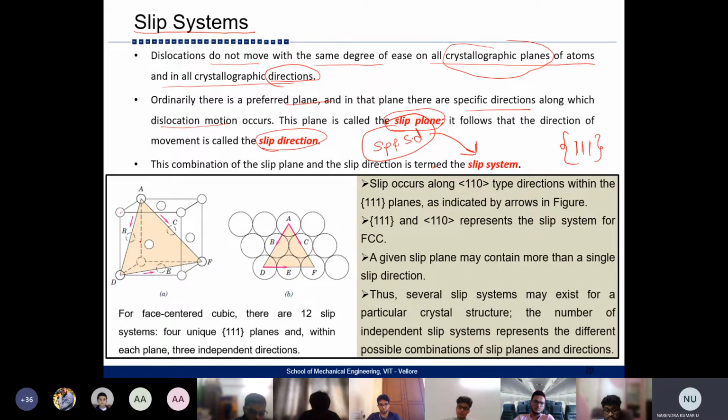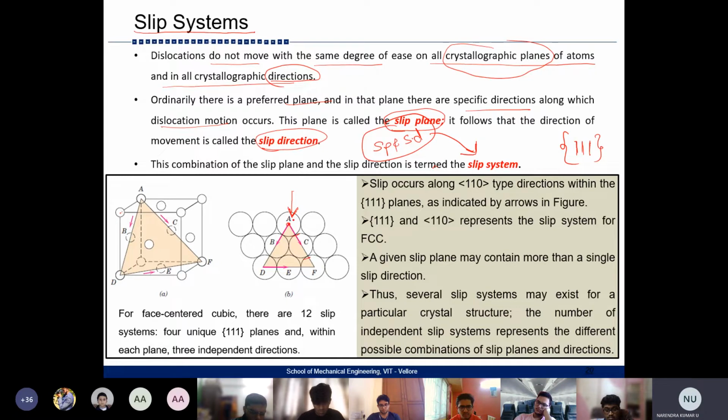In this 111 plane, that is A, C, F, E, D, B. This particular plane is drawn here in the atomic structure in 2D form. Atoms are closely packed, so in this particular plane the dislocation will move. If you apply any load or stress here, then the atoms can move in this direction or in this direction in this plane. It cannot go in other planes. Why? Because this is the one which is going to have higher atomic density. So it can go in the A, B, D way, or it can go in the A, C, F way.